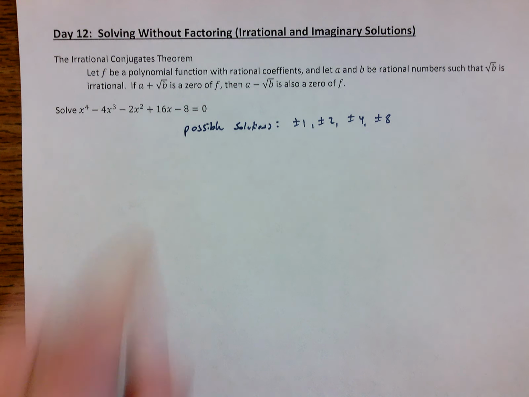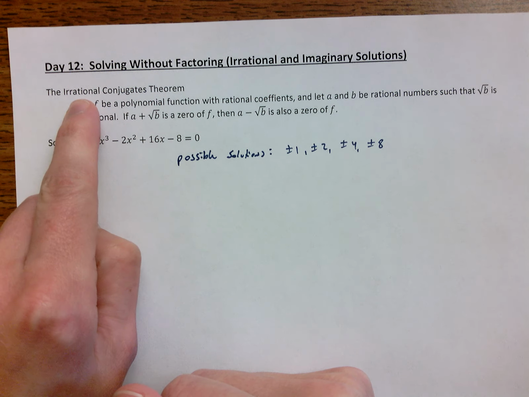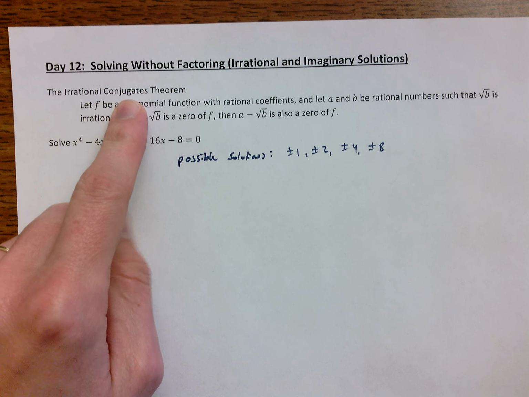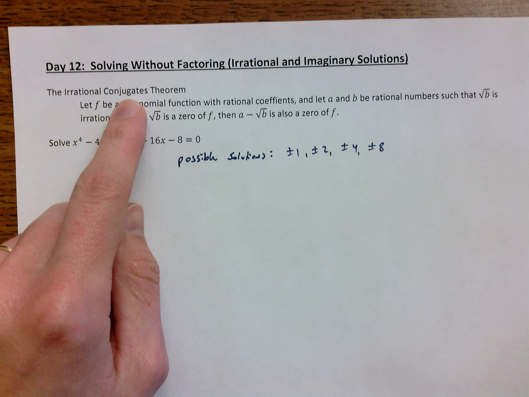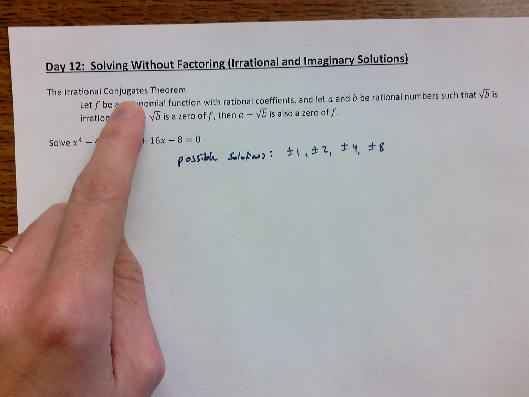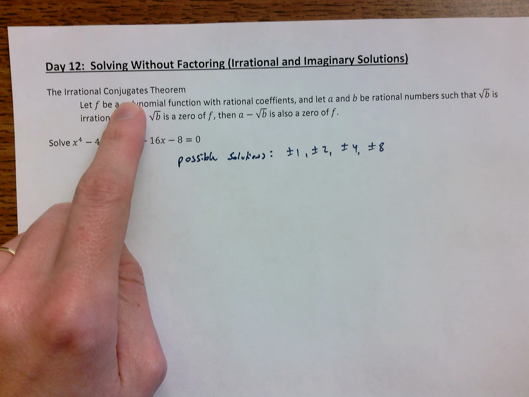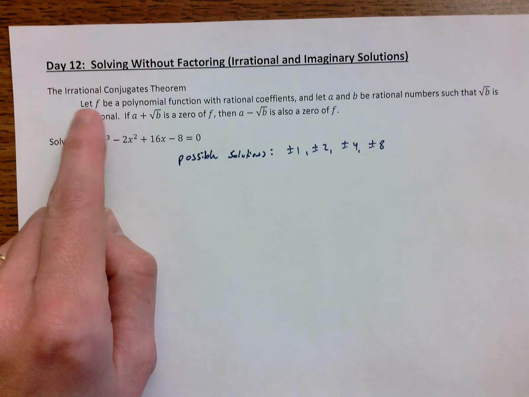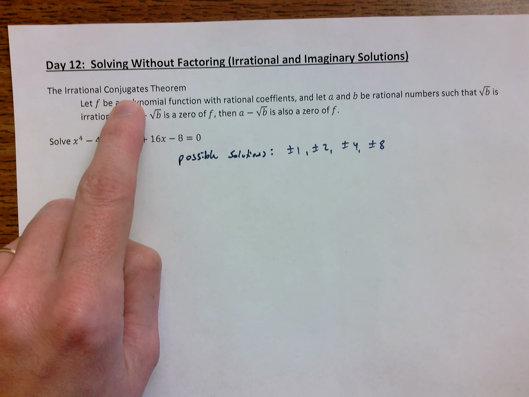Irrational conjugates theorem: irrational meaning like square roots, and conjugates, we talked about those when we looked at dividing imaginary numbers. It was when you had something like 3 plus 2i, and the conjugate was 3 minus 2i. So the same thing, but the opposite sign in the middle. That's what conjugates are. So irrational square roots, conjugates, same thing, but with an opposite sign in the middle.